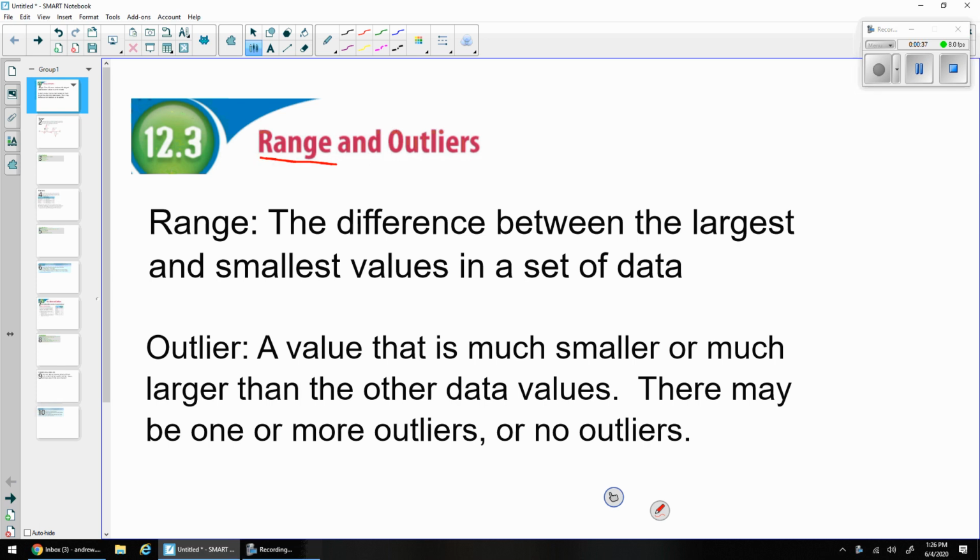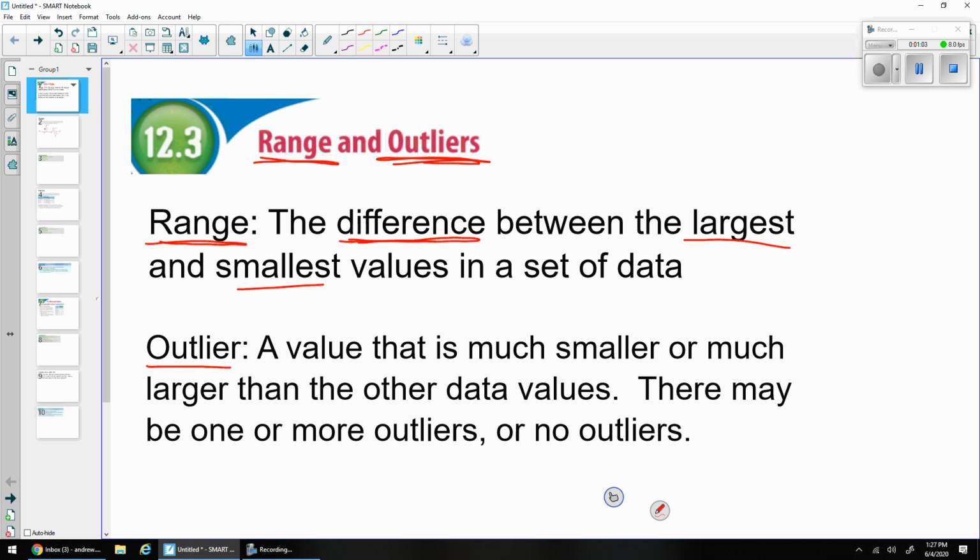And we're looking at range and outliers. So these are the two new terms that you need to learn. The range is the difference, which means that you're going to have to be subtracting, between the largest and the smallest values in a set of data. Okay, the difference between the largest and the smallest values in a set of data. We will go over how to find that.